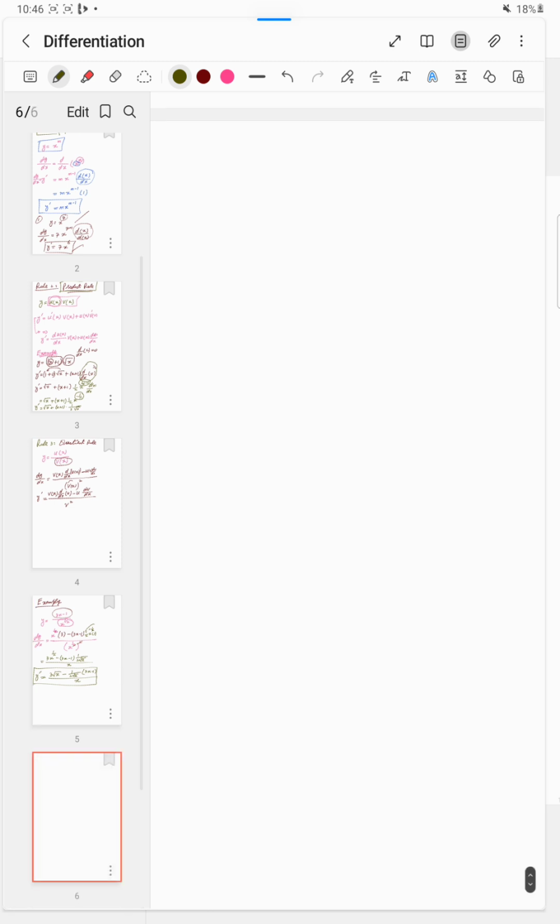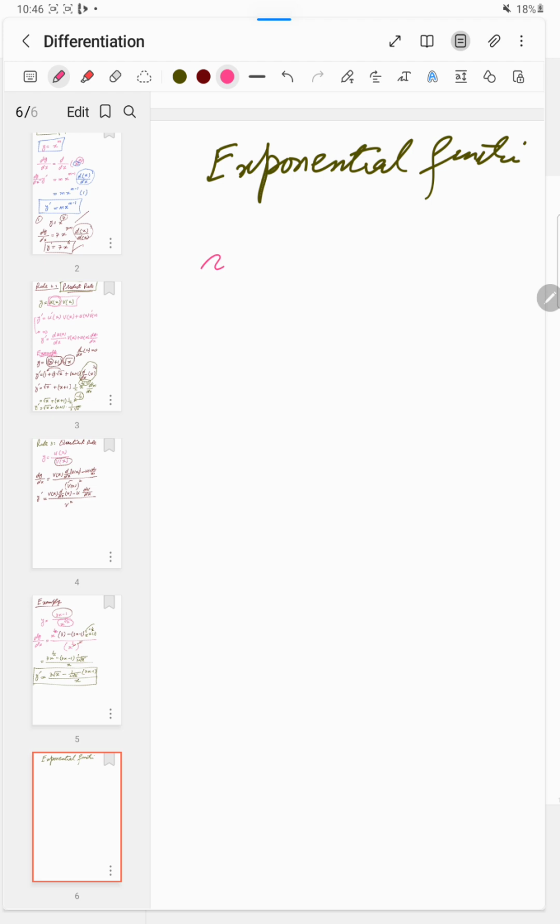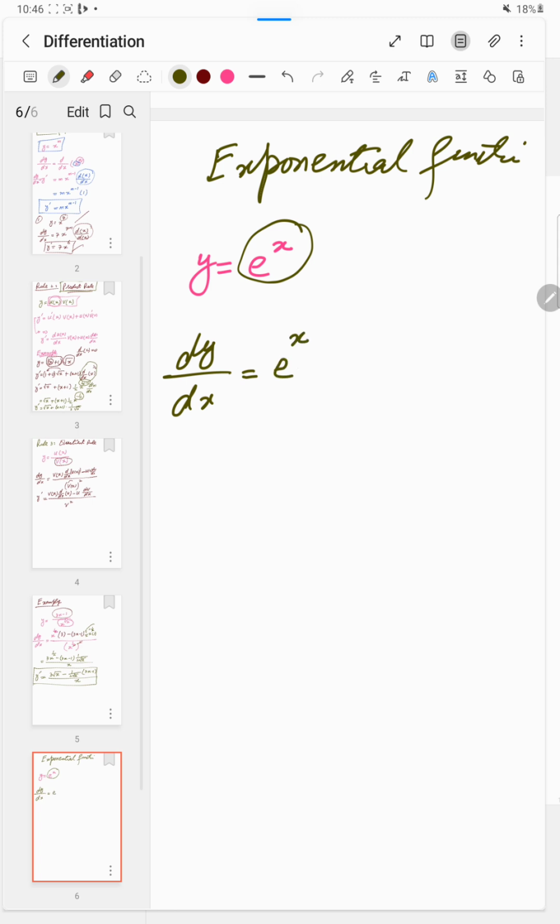Okay, now we learn about two important derivatives of functions. One function is the exponential function. Let's suppose we have the function y is equal to e raised to power x. This is called the exponential function. How to find the derivative of the exponential function? First of all, we apply the derivative of the exponential function. So e raised to power x will be as it is.